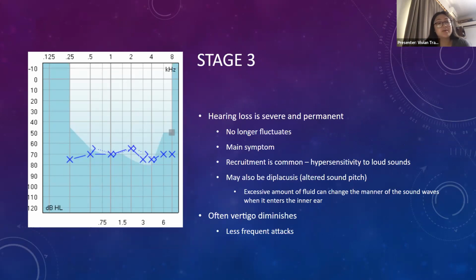And they can also experience diplacusis, which is when sound pitches are altered. And this is likely due to the excessive amount of endolymph in the ear that changes the manner in which sound waves are entering the inner ear. But by stage 3, often vertigo diminishes and there are less frequent attacks.